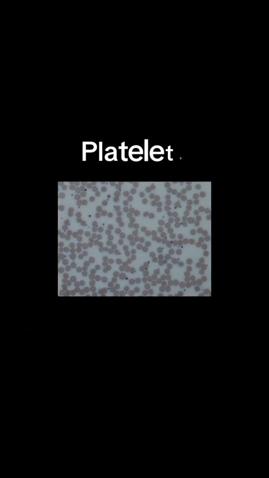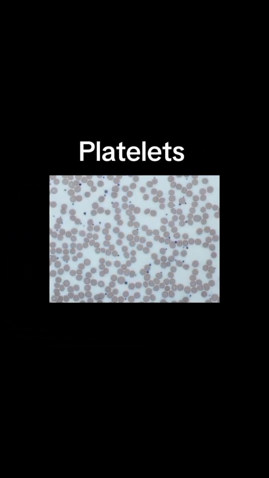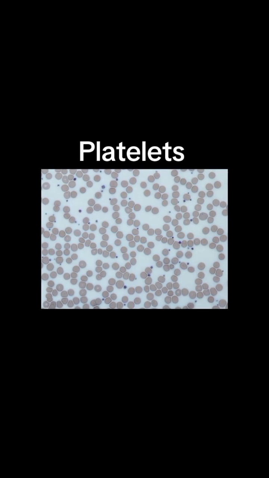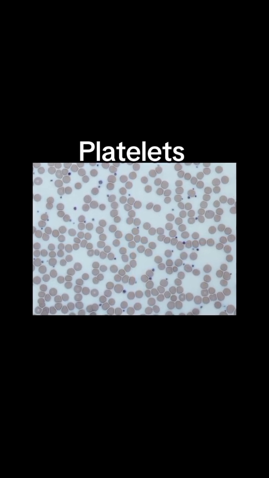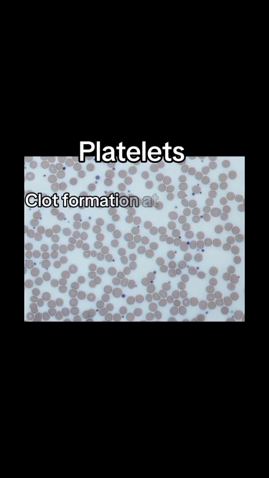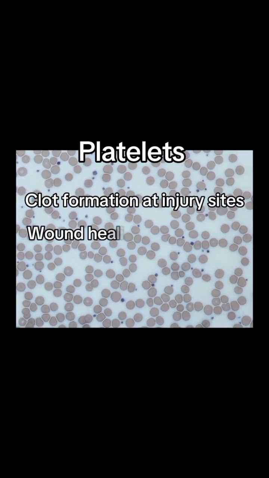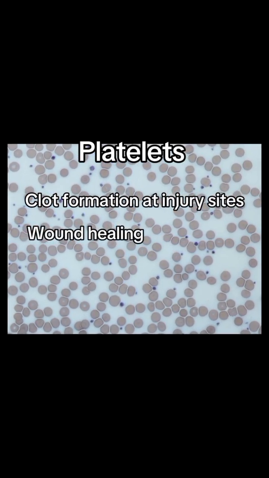Platelets are small cell fragments derived from megakaryocytes in the bone marrow. They play a crucial role in the process of blood clotting. Functions include clot formation at injury sites and wound healing, where they release growth factors that aid in tissue repair.